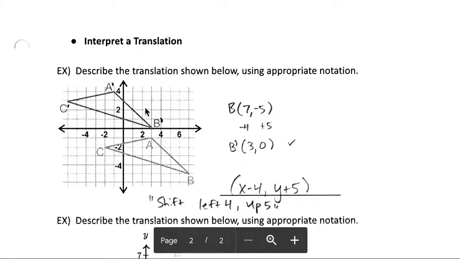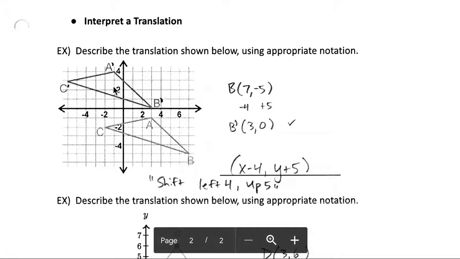All right, just one more thing. Let's see if we can work backwards here. Given a diagram with some transformations on it, can we interpret the transformation? Well, here we're told that we have a translation, so let's see what we did.